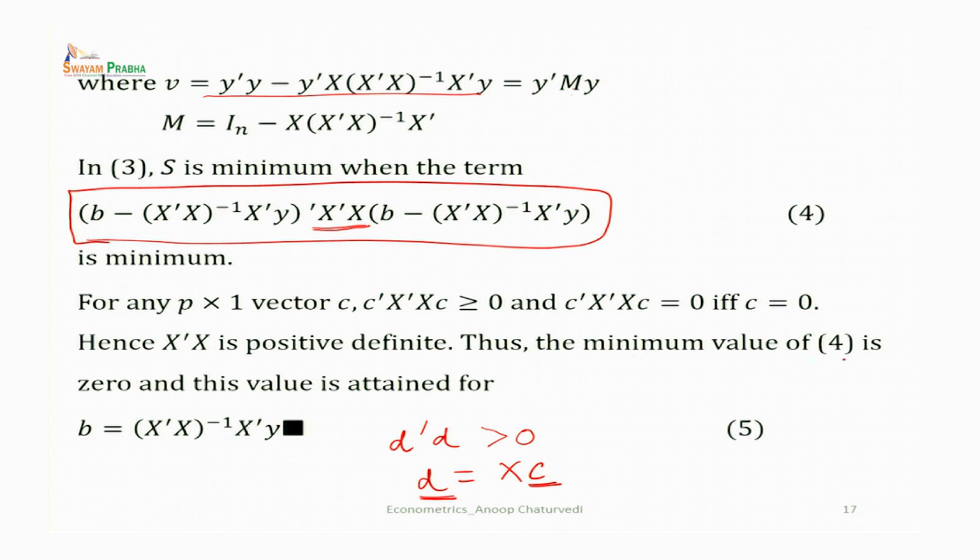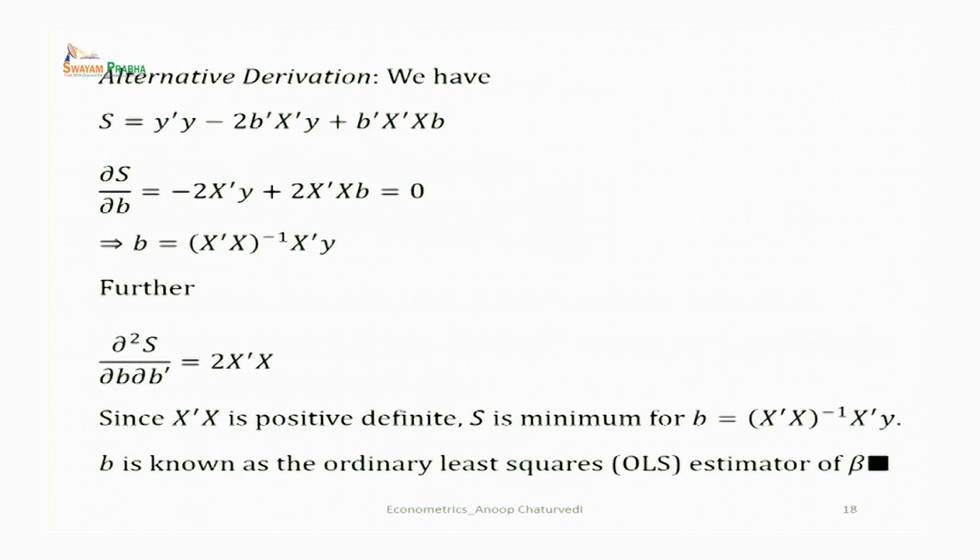So, the minimum value of this equation 4 is 0. It can't be negative because X'X is a positive definite matrix, and it attains the value 0 when b is equal to (X'X)^{-1}X'Y.